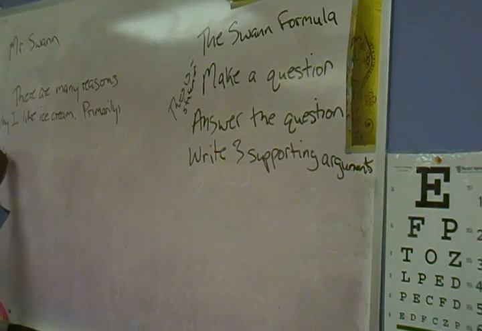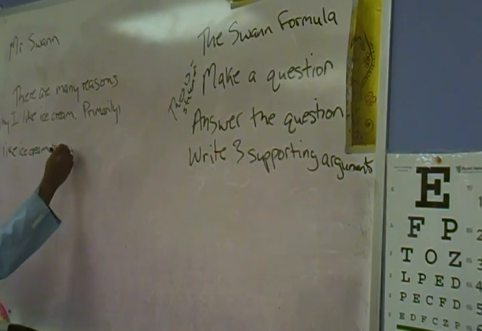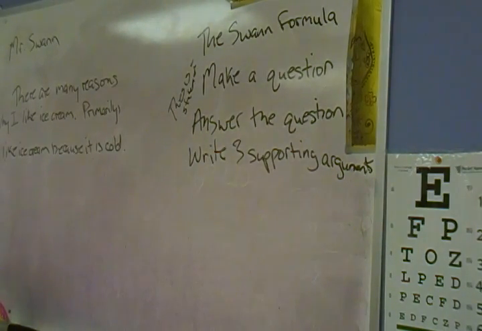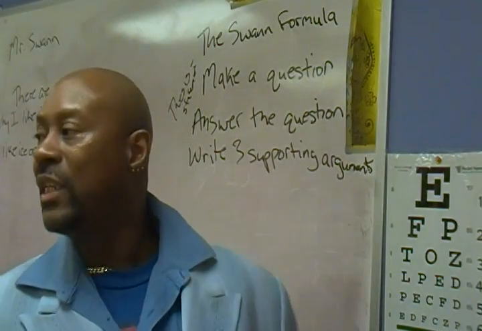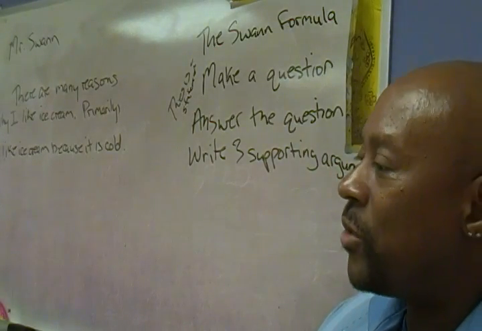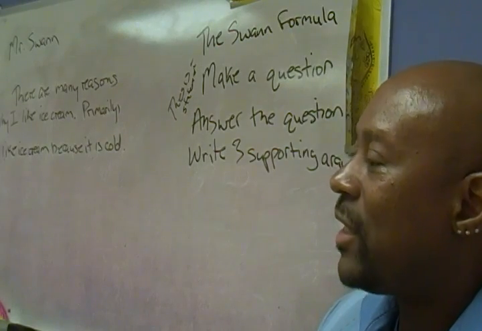I like ice cream because it is cold. All right? That's my first supporting argument. Notice I didn't give no details. I just said I like ice cream because it's cold. Now that's something that everybody knows. Ice cream is cold because it's ice cream. All right? So that's not a biggie.